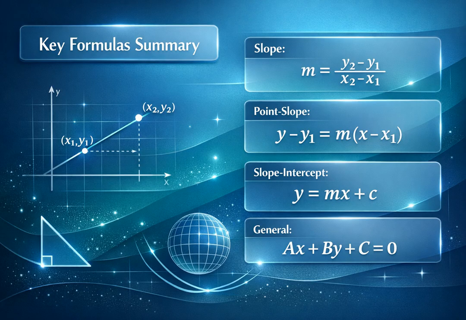Key formulas to memorize. Slope m equals (y2 minus y1) over (x2 minus x1). Point-slope form, y minus y1 equals m times (x minus x1). Slope-intercept form, y equals mx plus c. General form, ax plus by plus c equals 0. Distance from point to line, the absolute value of (ax1 plus by1 plus c) over the square root of a squared plus b squared.